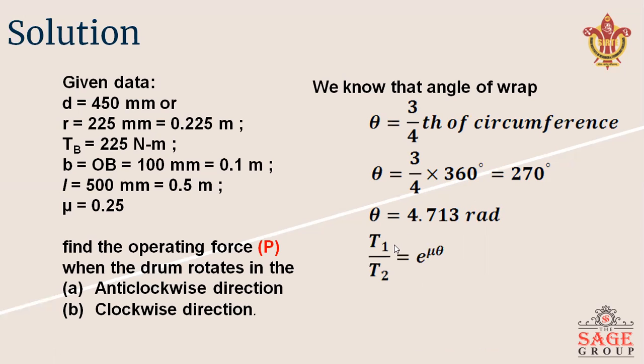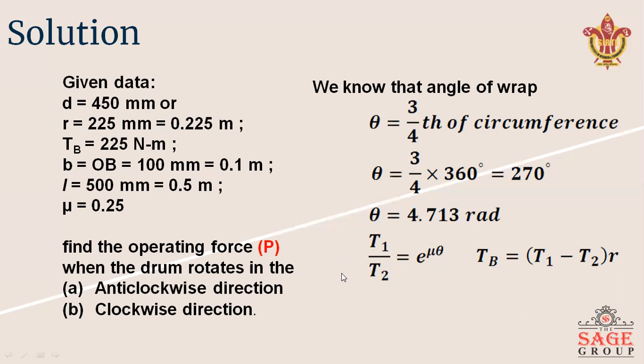And we know that T1 upon T2 is equal to e raised to the power mu theta. That means the tension ratio of the belt. And also we know that the braking torque TB is equal to (T1 minus T2) into R. We have already derived these two formulae previously. By solving these two equations, we will have the values of T1 and T2, because we have only two unknowns, T1 and T2. We have the values of mu and theta.